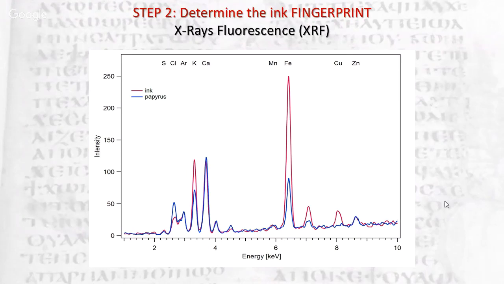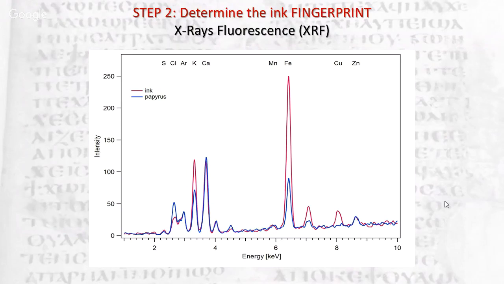It doesn't allow me to see any molecules. What I'm saying is, elements, atoms, right? So here you can actually see two spectra, one for the ink and one for the papyrus or the support, parchment, whatever the support is. This is because the X-rays actually penetrate completely all the layers of my manuscript.